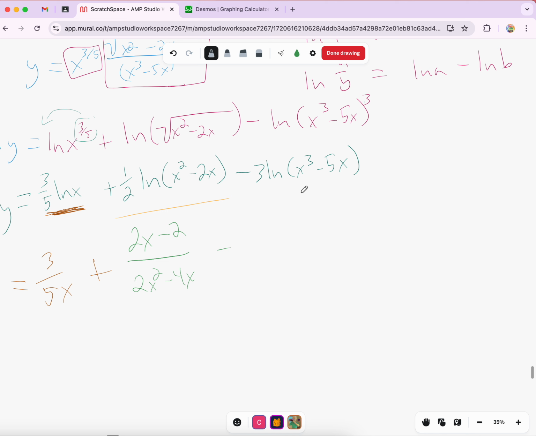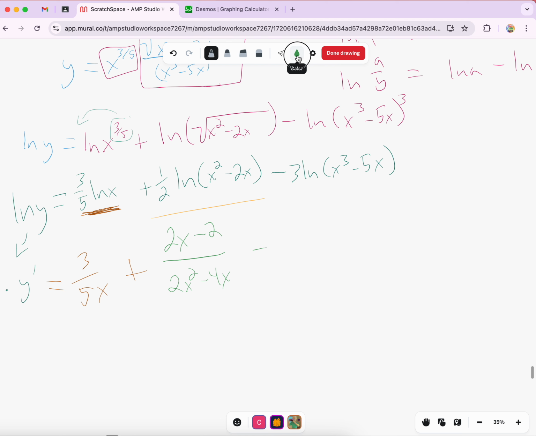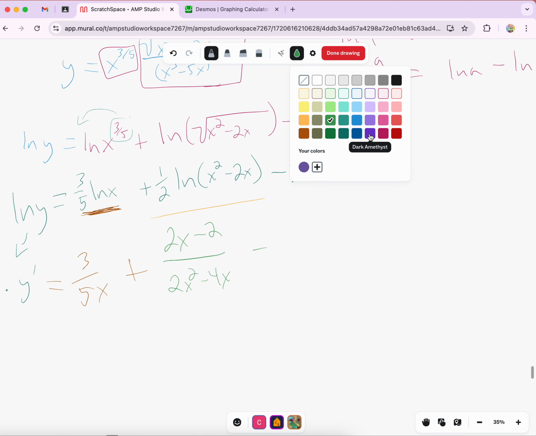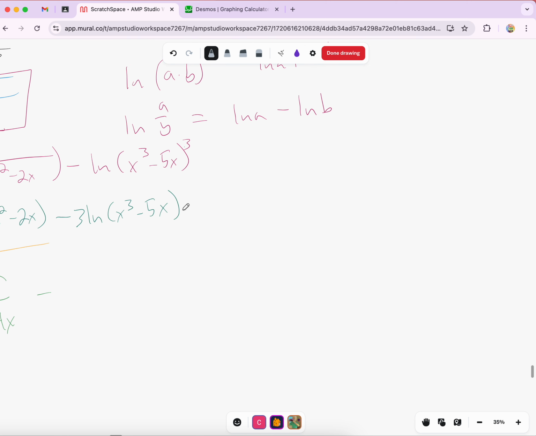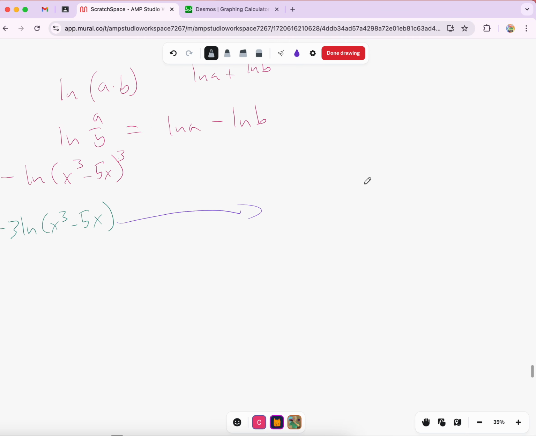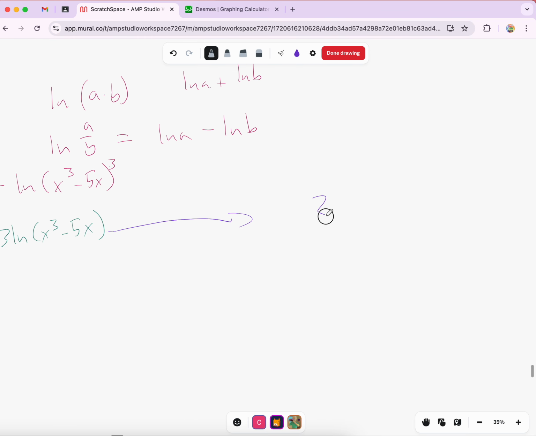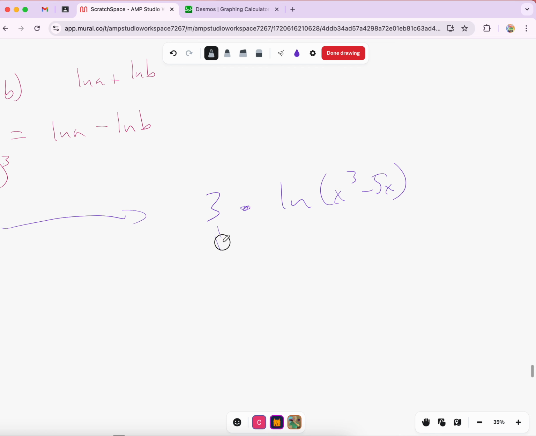So we've got minus, and then this right here, 3 natural log x to the 3 minus 5x. Again, we're just doing the same thing: a chain rule followed by a product rule. So I'll do that on this side now. It's going to be 3 times the natural log of x cubed minus 5x. So let's do, this derivative is 0.